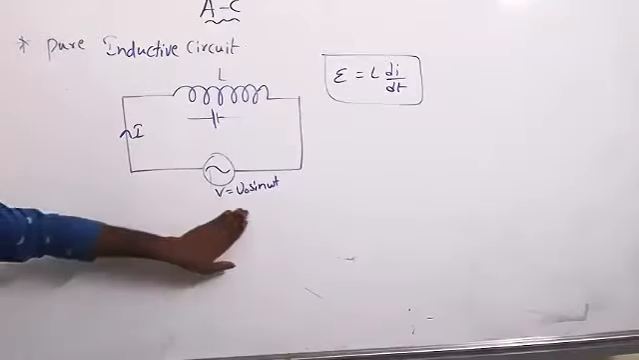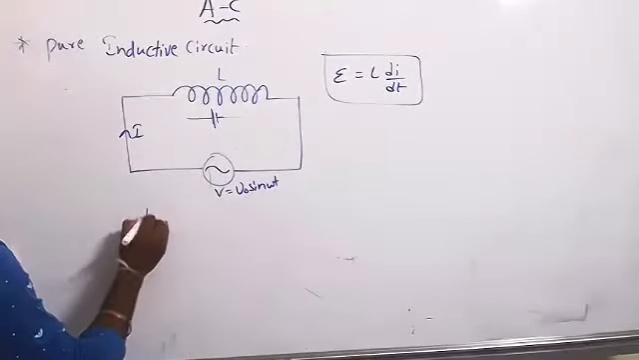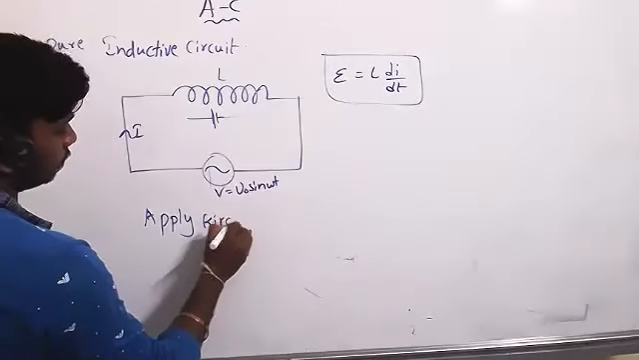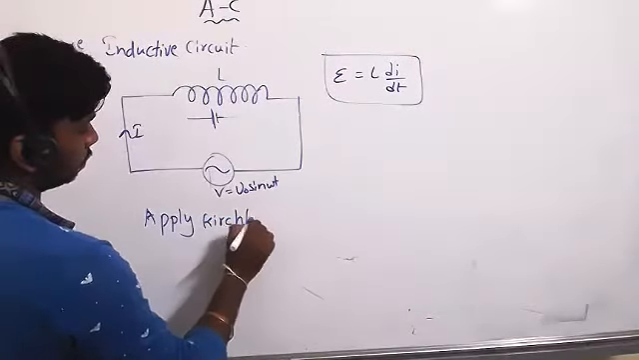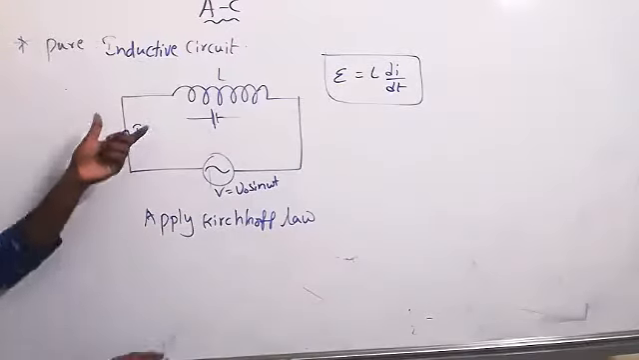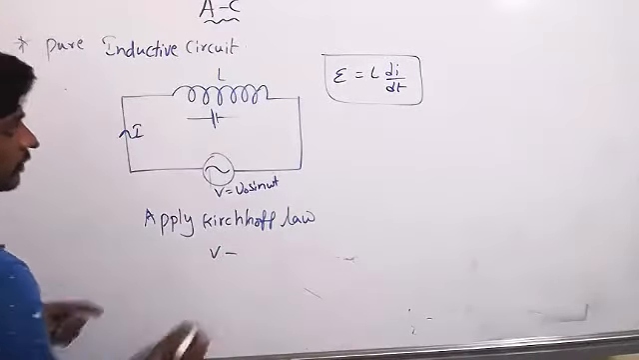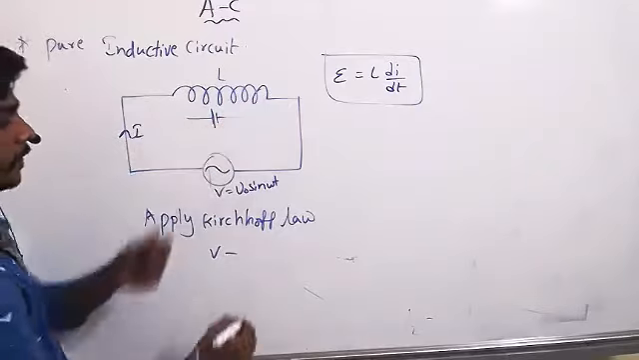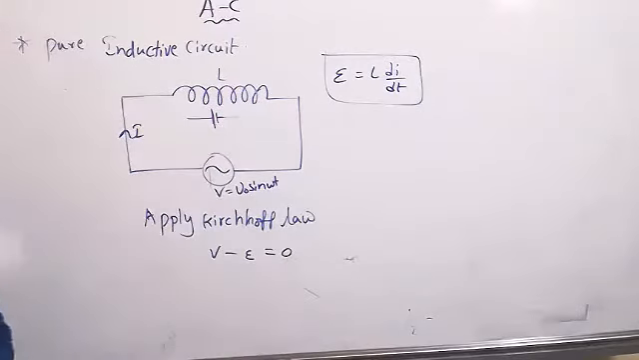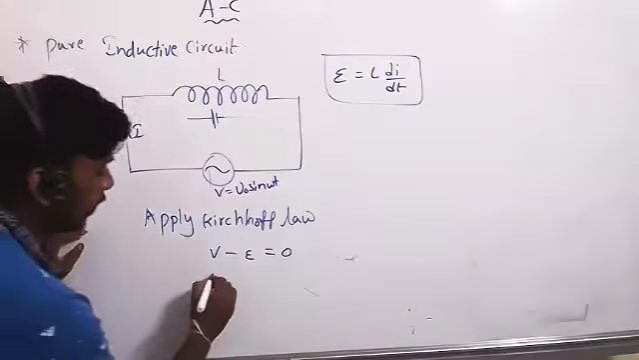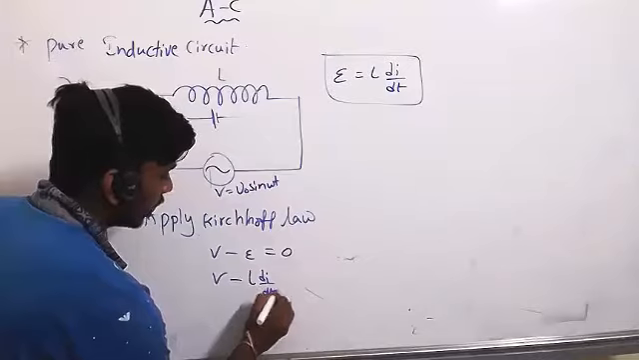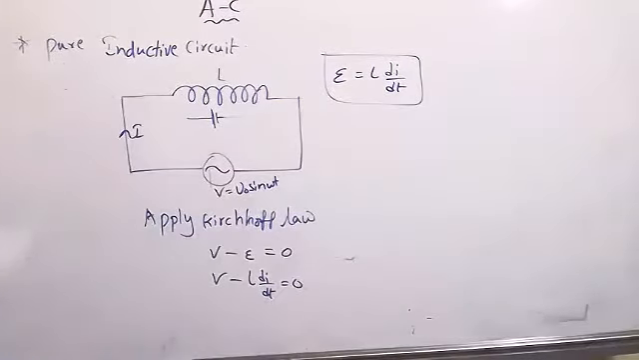Now see, what is the first step we have to do? Apply Kirchhoff's law. If you apply Kirchhoff's law, what will happen? V minus E equal to 0. So V minus E, which is L di by dt, equal to 0. Is it clear?